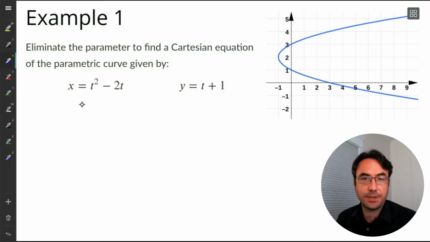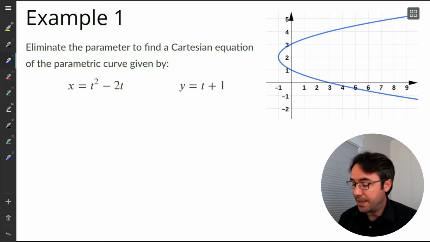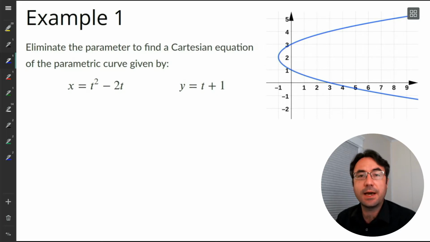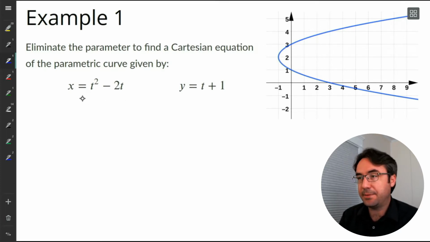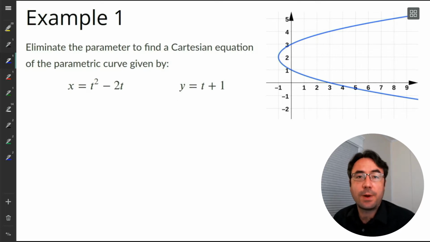So what were our parametric equations? They're x equal to t squared minus 2t, y equal to t plus 1. And we saw how to graph this in the last lesson. We went through some different t values, plotted the corresponding points, and then connected the dots. When we did this, we got a parabola. Now what we're going to do in this example is see how to eliminate this parameter t and find some direct relationship between x and y.